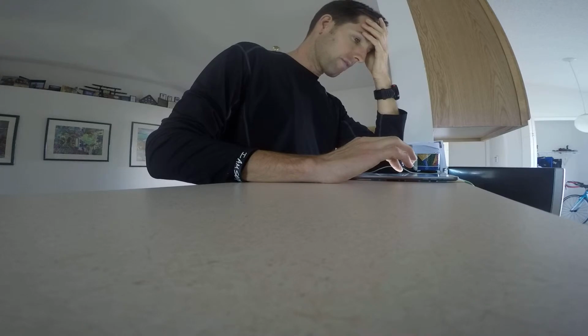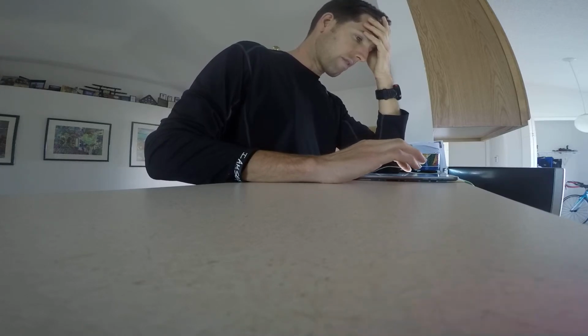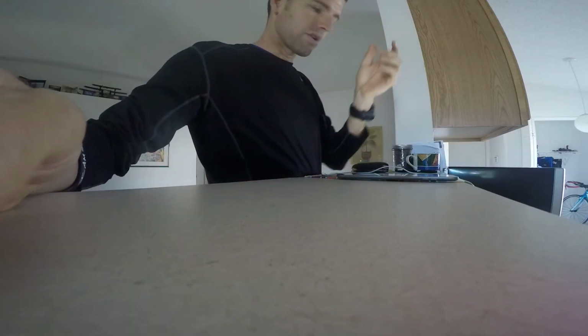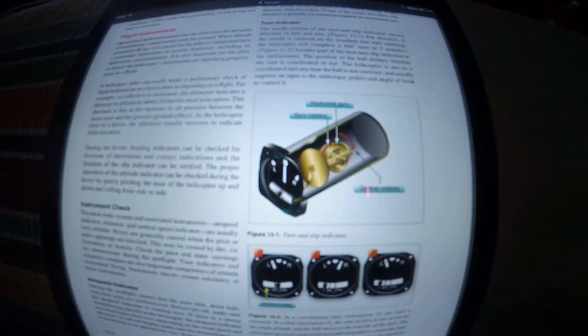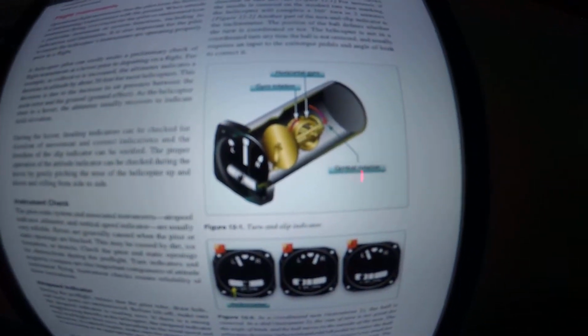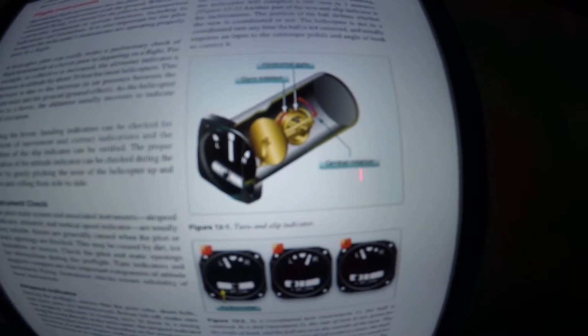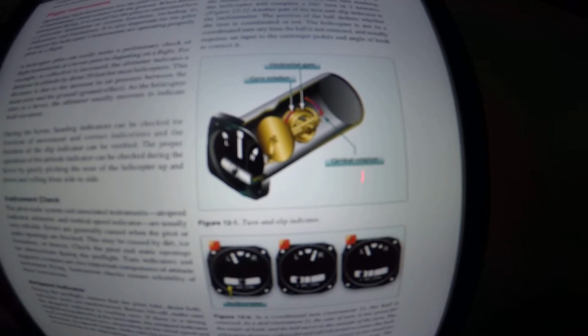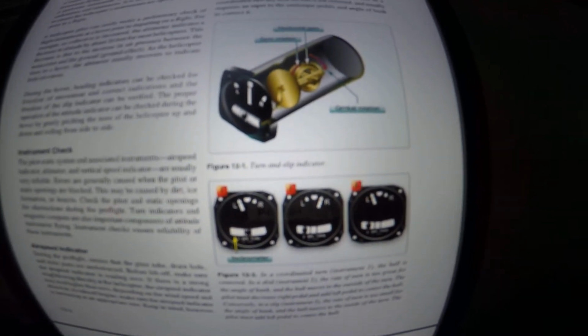Altimeter. Before liftoff, set the altimeter to the current setting. If the altimeter indicates within 75 feet of the actual elevation, the altimeter is generally considered acceptable for instrument use. Turn indicator. The needle portion of the turn and slip indicator shows direction of turn and rate, figure 12-1. For instance, if the needle is centered on the standard rate turn marking, the helicopter will complete a 360-degree turn in 2 minutes, figure 12-2.